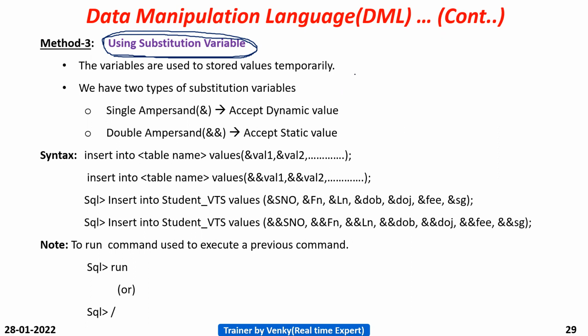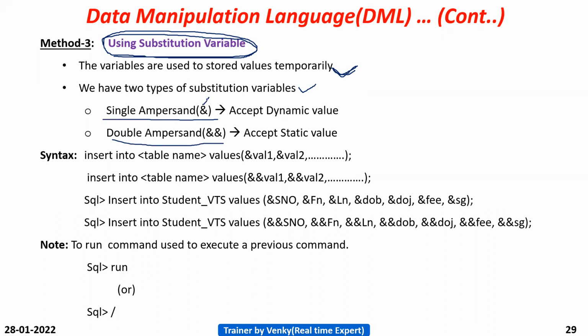The variables are used to store values temporarily. So the variable which you are declaring will store the values temporarily. Okay, that you can remember. I will explain you. We have two types of substitution variables. One is single ampersand. Another one is double ampersand.